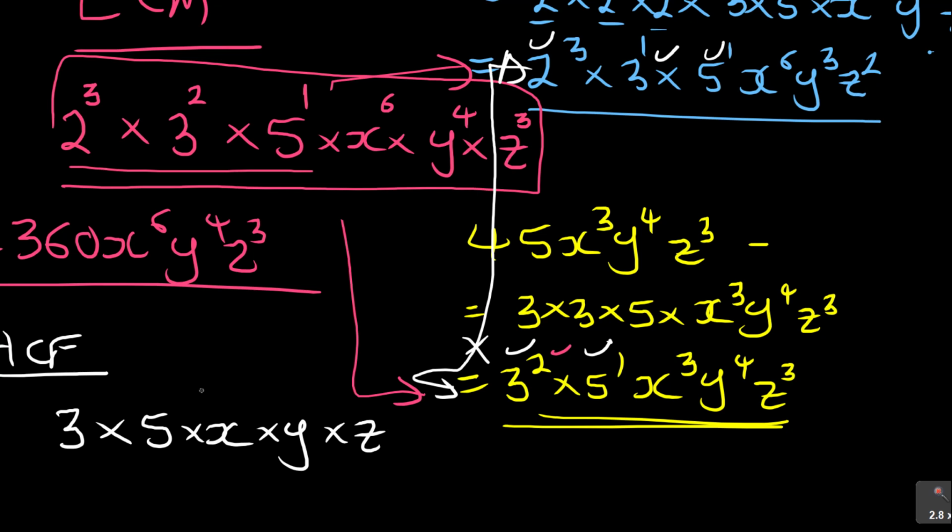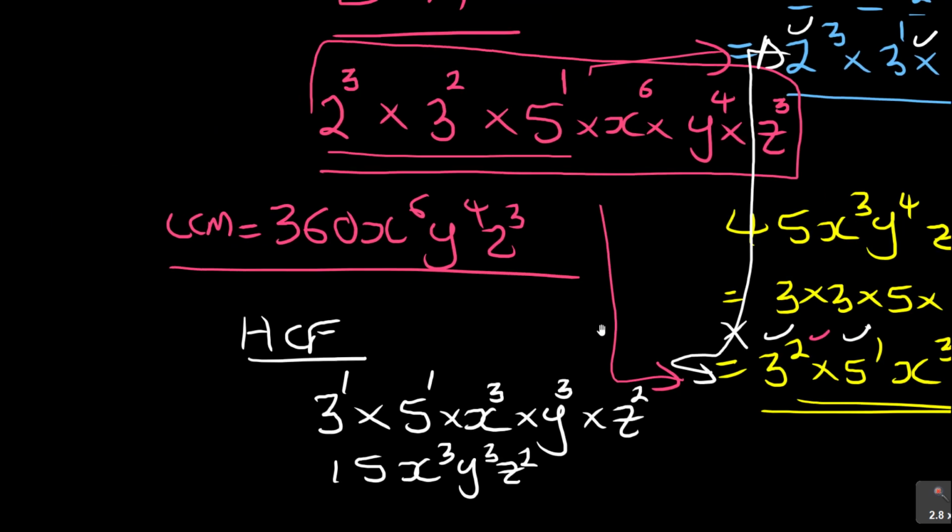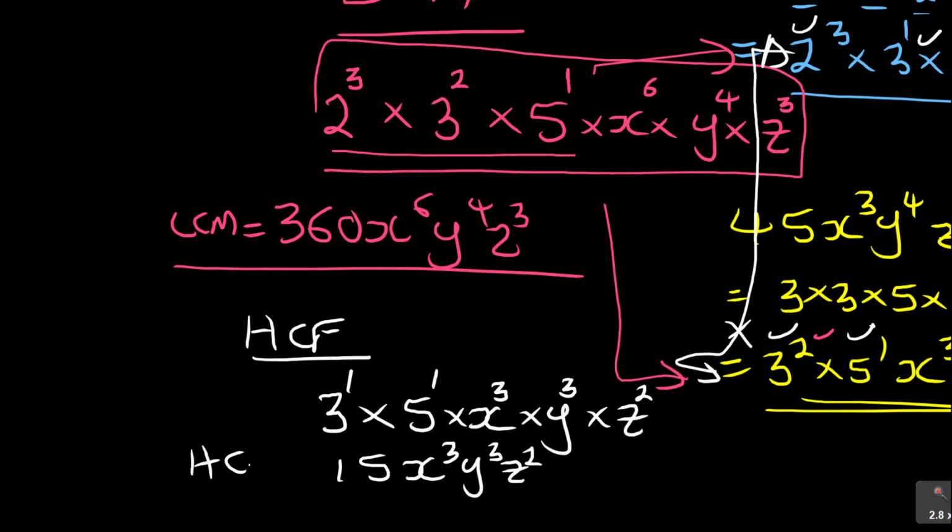So after that, instead of taking the highest powers, you do the opposite now. You take the smallest powers. 3 has a power of 1 and 3 has a power of 2 on the second one. Take 1. 5 is 1 on both sides. X is 6, x is 3, take 3. Y is 3, y is 4, take 3. Z is 2, z is 3, take 2. And your answer is 3 times 5 is 15x cubed y cubed z squared. That's my highest common factor. That's how you work this.